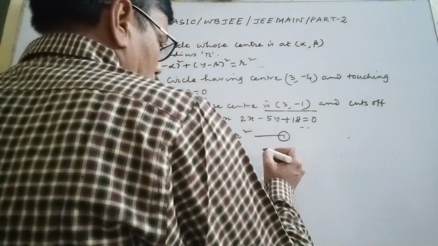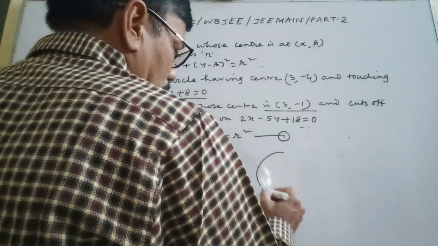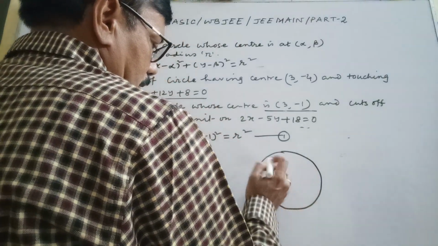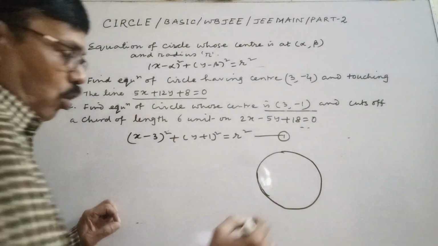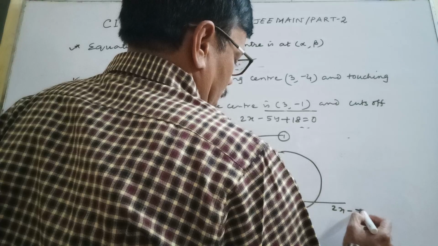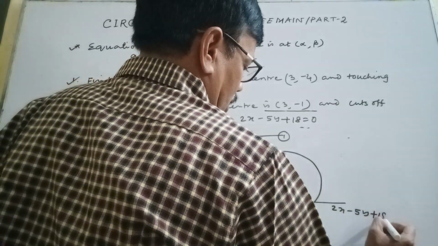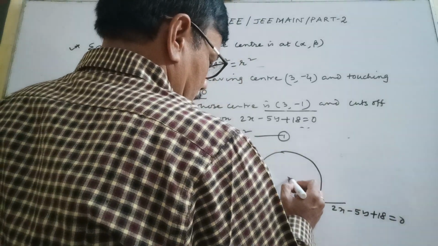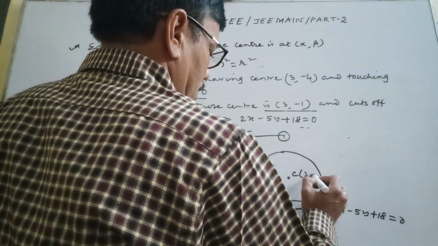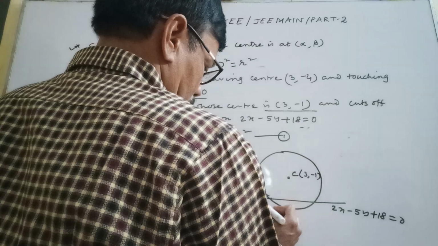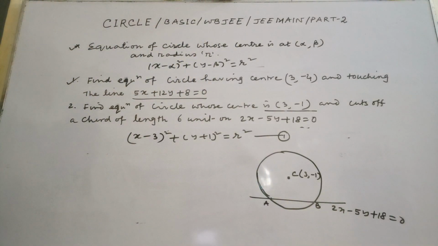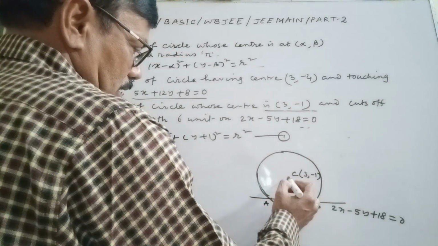So if we draw a figure, so look here, line is chord. This is chord, not tangent. 2x minus 5y plus 18 equals to 0. This is center C (3, minus 1). Now AB is chord. Length of AB is 6.